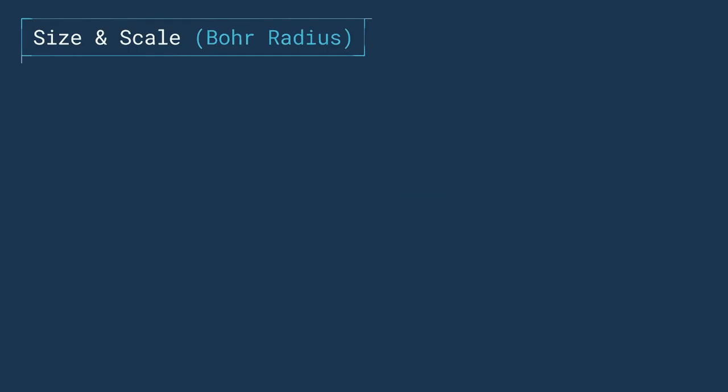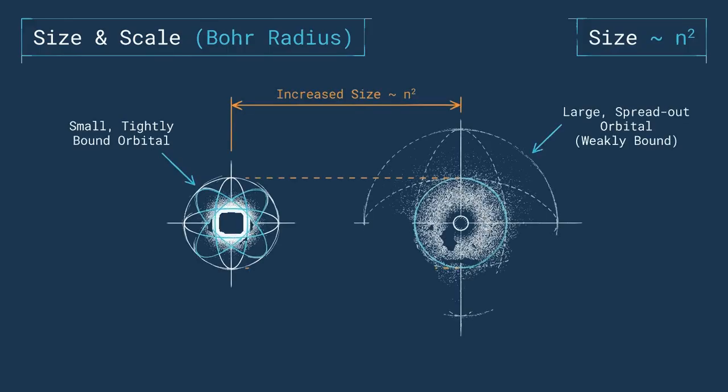The size of an orbital is set by scale. For hydrogen, the natural length scale is the Bohr radius. As the principal quantum number increases, orbitals get larger, roughly growing with n squared. Higher energy orbitals are spread out and weakly bound.